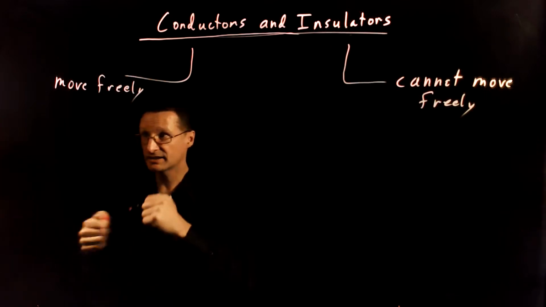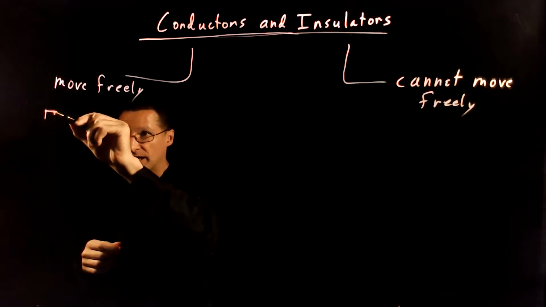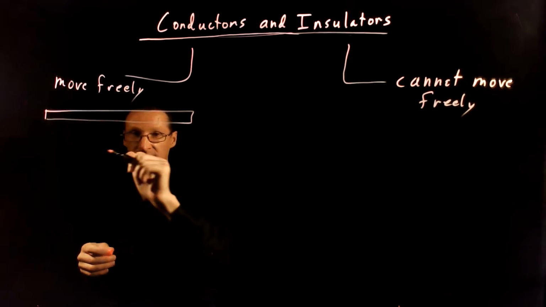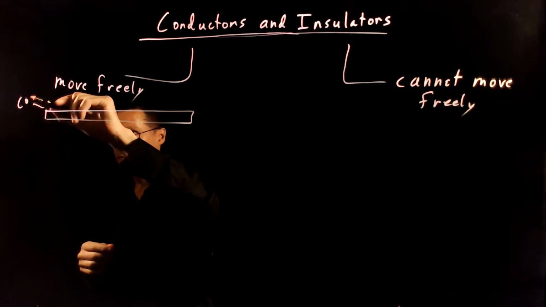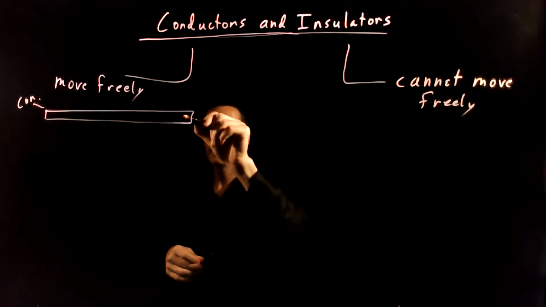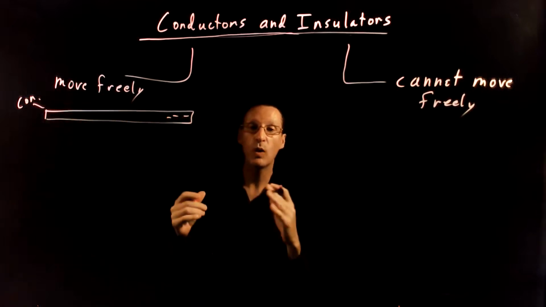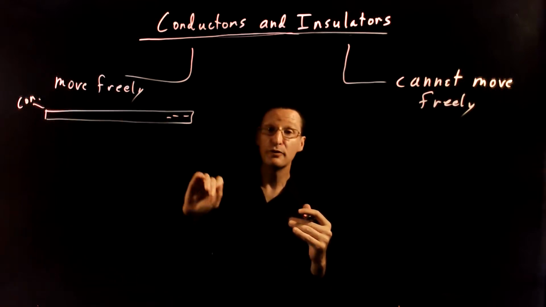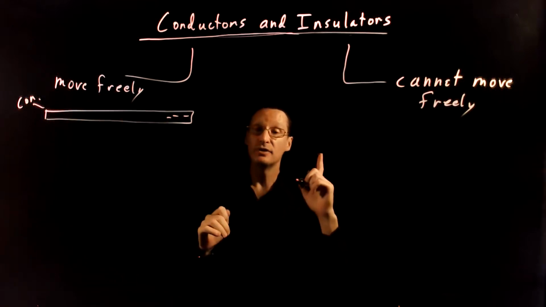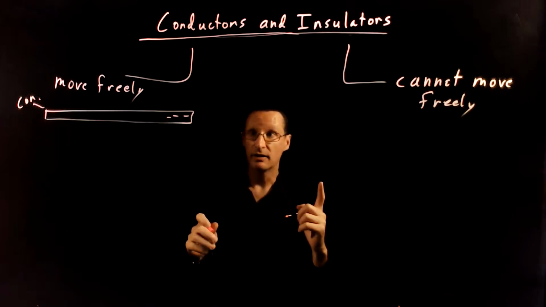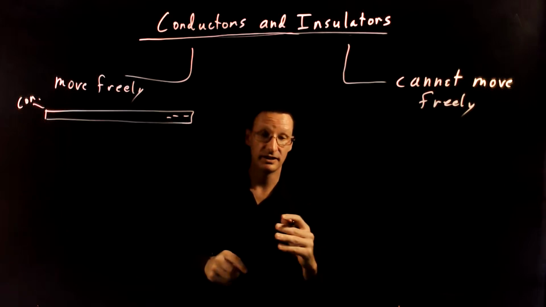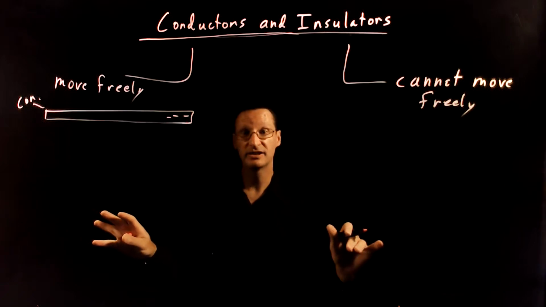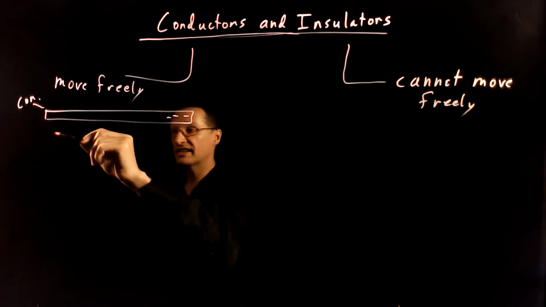So let's talk about conductors first. Imagine you have a conducting rod here. This is a conductor. And you put negative charges at the end. Now, what happens to those negative charges? They're allowed to move freely. And you know that like charges repel. These negative charges don't like each other, and they want to get as far away from each other as possible. And so that's what they're going to do.